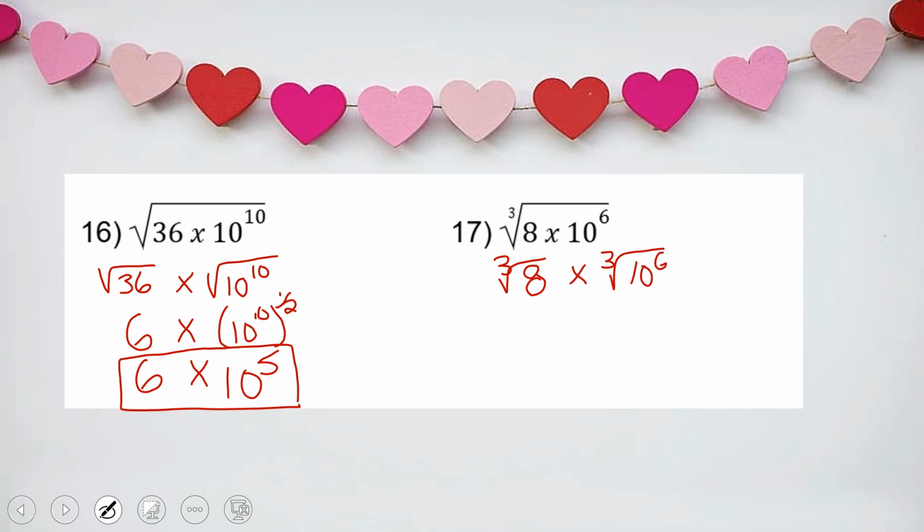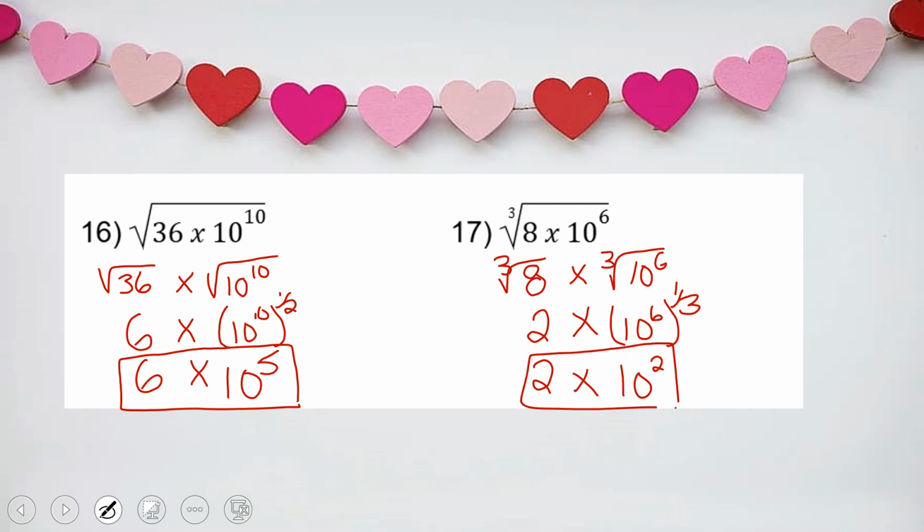We haven't worked with cubes a lot, but for the cube root of 8, you have to ask yourself what number times itself 3 times is 8, and that is a 2. Then for a cube root, that would be a 1/3 power. So again, apply your power to a power property, and you're going to get that that's just 10 squared. So there it is. That's it.